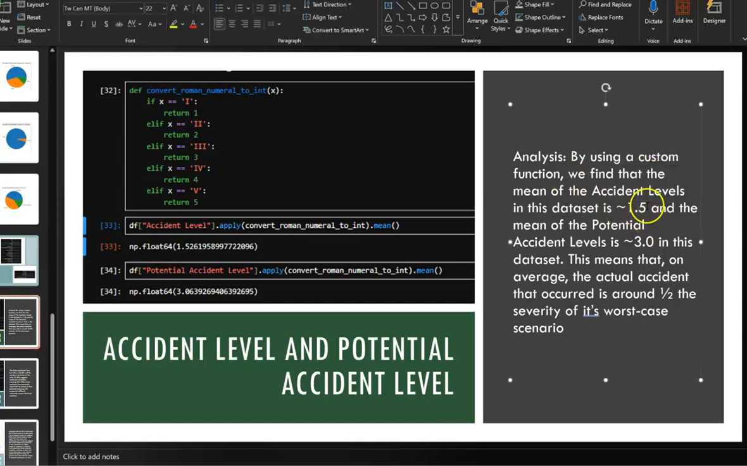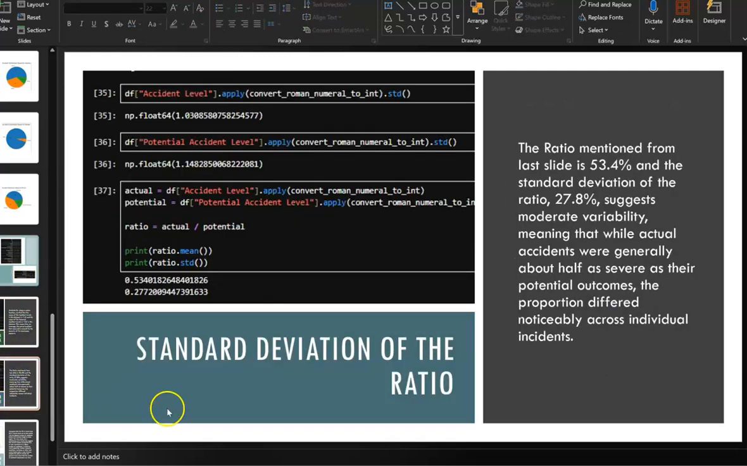So that's the average severity of the accident, and the potential accident level is around 3.0. So it really shows that on average, the actual accident that occurred is around half the severity of its worst case scenario. And the next slide shows the standard deviation of the ratio.